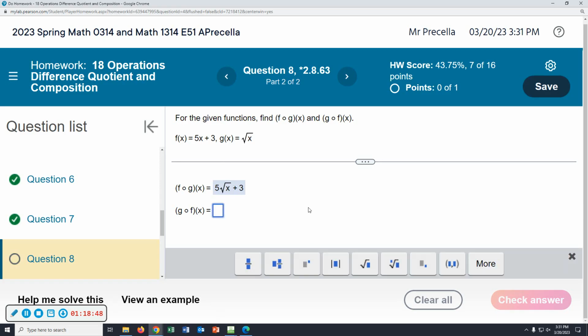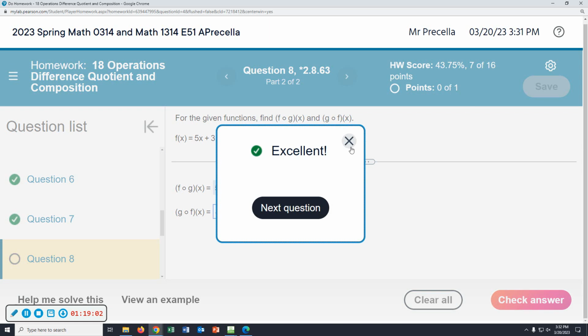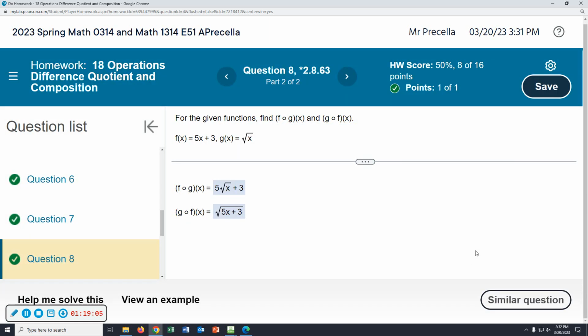Okay, what am I going to click first? The square root is first because everything is underneath there. 5x plus 3. Any questions there?